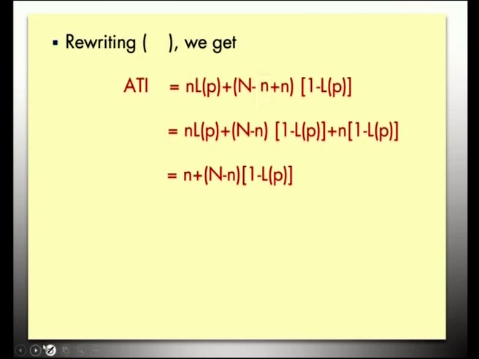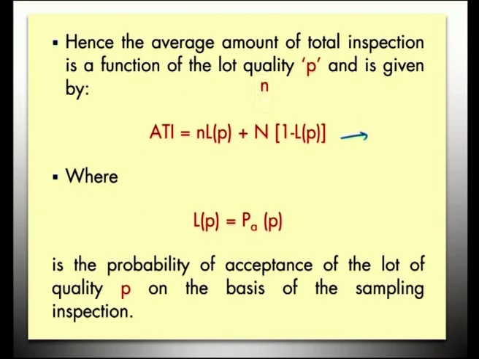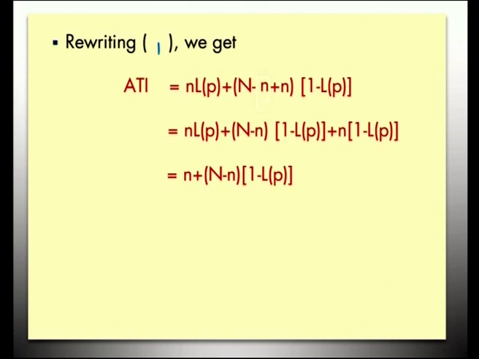Now, just rewriting this equation 1, we get ATI is equal to n into L of P plus capital N minus n plus n into 1 minus L of P, by adding and subtracting small n. Then capital N minus n into 1 minus L of P is written here, plus n into 1 minus L of P is written here. These two are clubbed, n into L of P plus n into 1 minus L of P, and you can just cancel, and there remains n plus capital N minus n into 1 minus L of P. This is the formula for ATI.